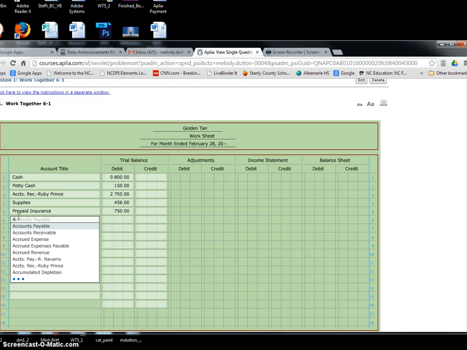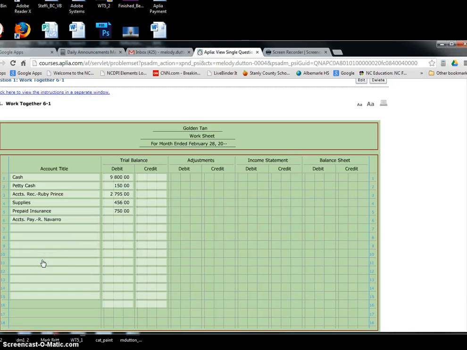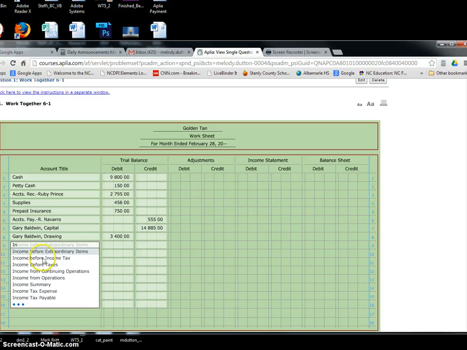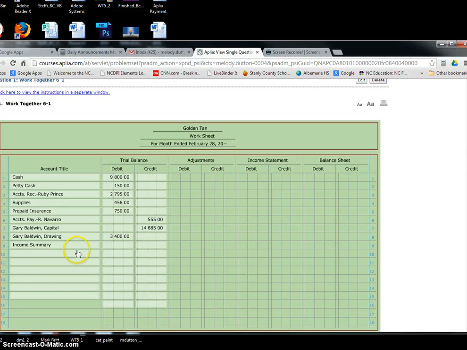Accounts payable, and this is going to be R. Navarro. And now accounts payable is a liability, so it's going to have a credit balance, $555. We now have Gary Baldwin Capital, okay, and that's a credit balance, $14,885. We then have the drawing. Drawing has a debit balance, $3,400. All right. We'll go ahead and list income summary, and we don't have anything to put in this yet. Sales, which has a credit balance, $43.20.